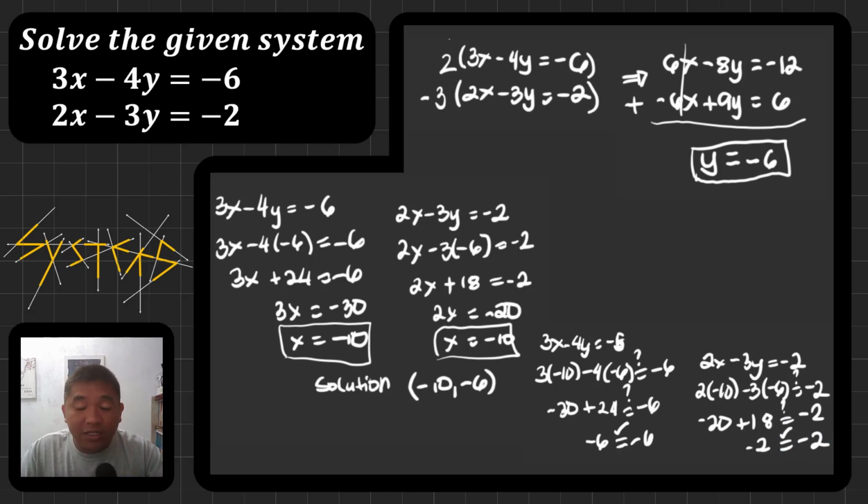So we did this using process of elimination, and we have verified our results, our solution, the intersection of the two lines is at negative 10 and negative 6.